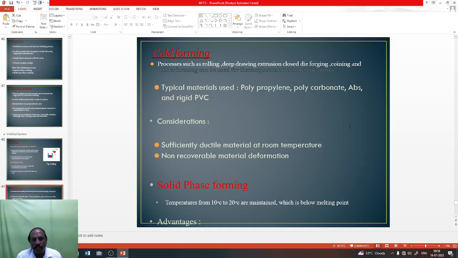The shape may be of a given diameter or a long wire. Deep drawing means taking the components and passing them through extrusion dies, making some wire formations.